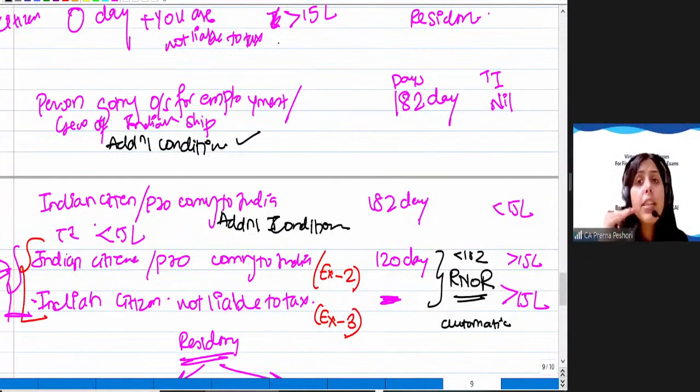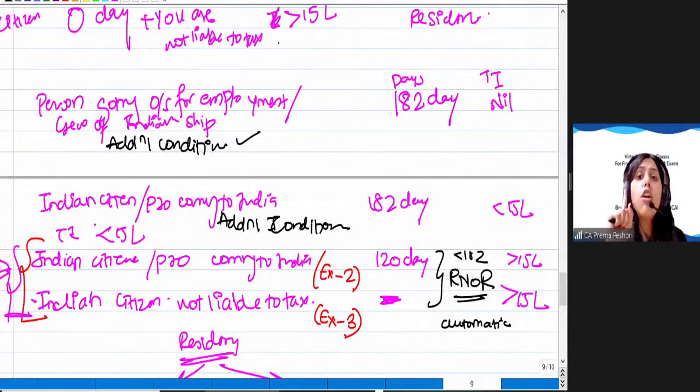And the fourth category of persons is a person who is not liable to tax in any country by reason of his residency. If he has total income other than income from foreign sources greater than rupees 15 lakh, he would be considered a resident in India irrespective of the number of days of stay.